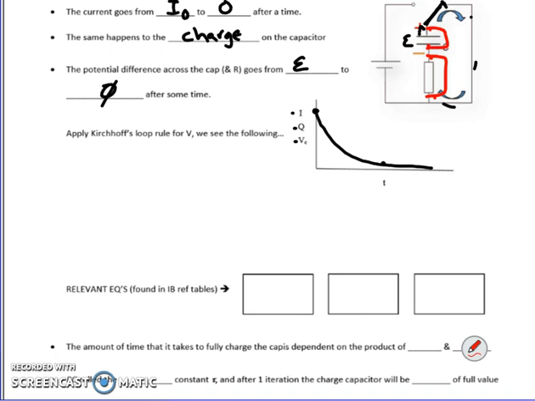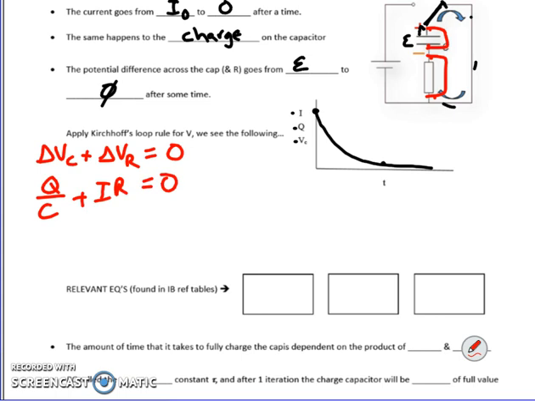So the most simple way to put that is that the voltage drop across the capacitor plus the voltage drop across the resistor has to add up to 0 at all times. So how do we calculate the voltage drop across the capacitor? Well, we can use the definition of capacitance and say that's nothing more than Q over C. Whereas the voltage drop across the resistor, by Ohm's law, is I times R.